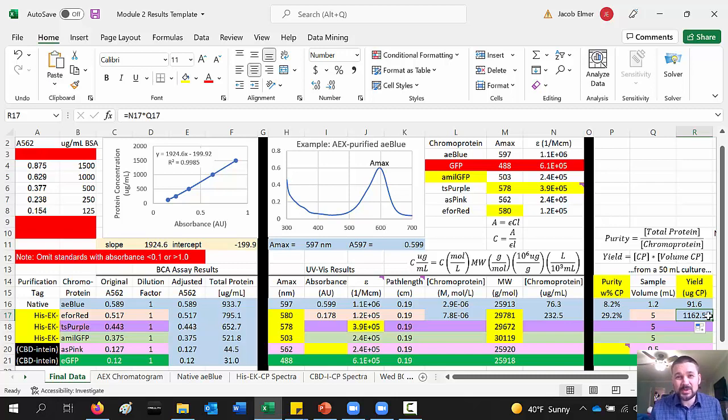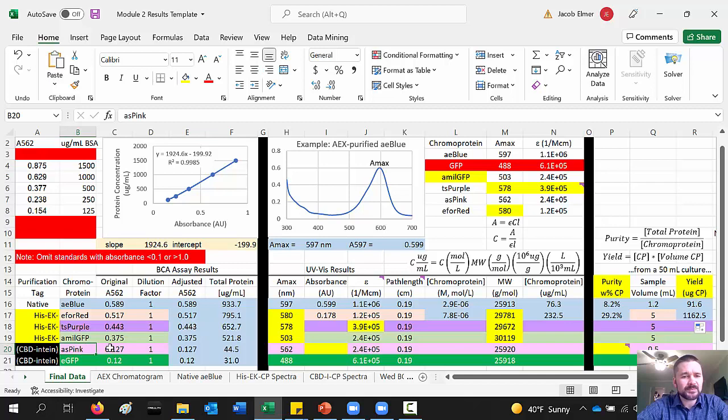Remember our AE blue, we sonicated that, and a lot of that protein just flowed through the column. It was damaged by sonication. So that 91.6 could probably be a lot higher. But nonetheless, that's what the data is telling you, right? That the his tag protein, you had a higher yield than the native one, okay? And you can repeat that for the rest of these samples, but I did want to show you just one example of a chitin sample.